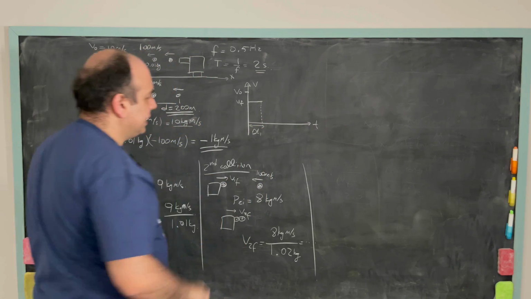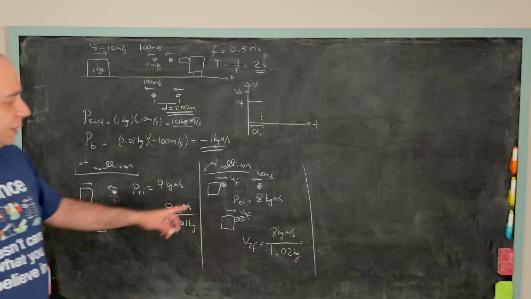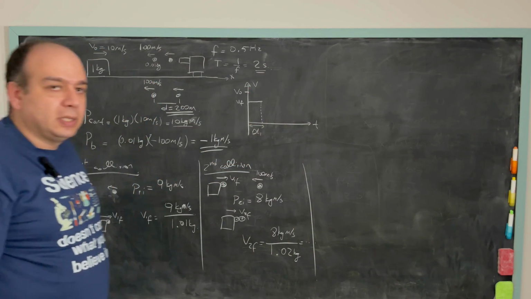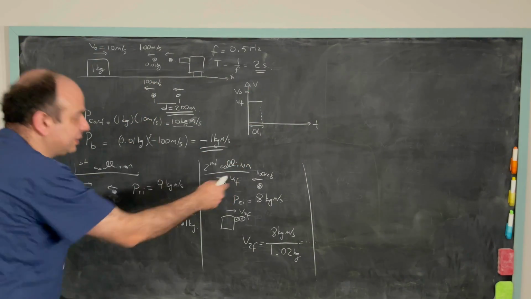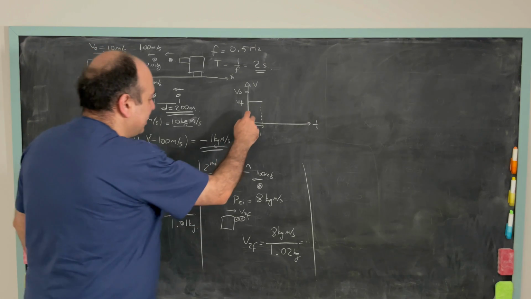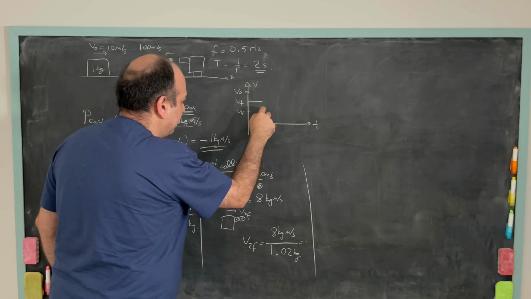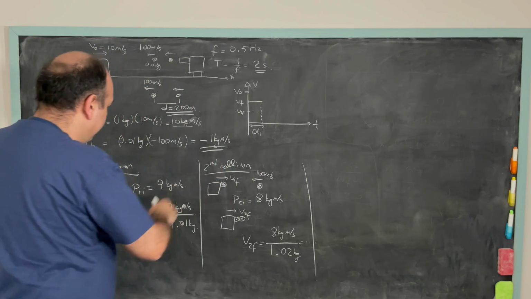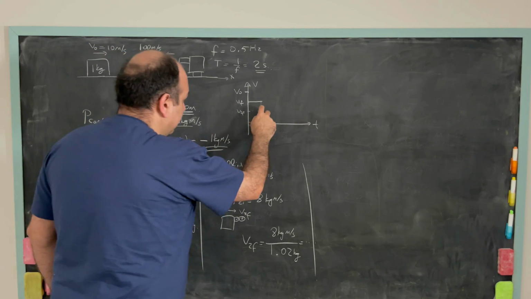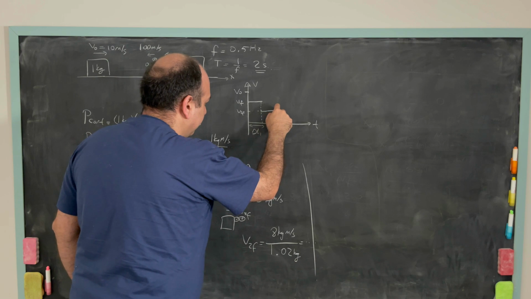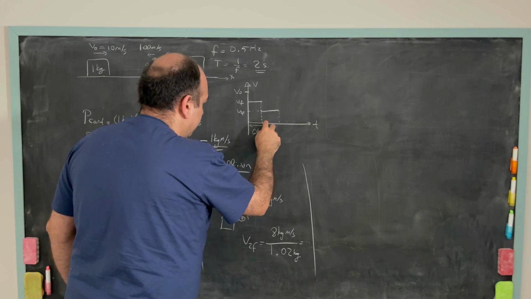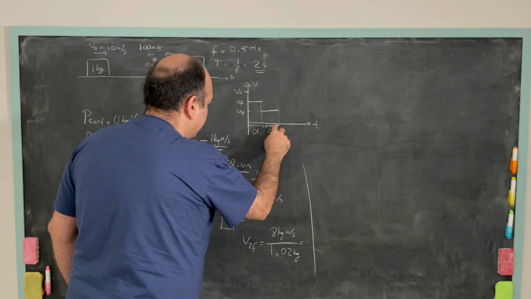What does delta T1 mean physically? It's the time interval between the first and the second collision. After the first collision, we have V1 final. After the second collision, we will have V2 final. So this will be delta T2.